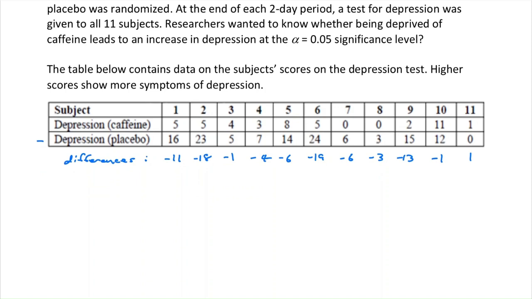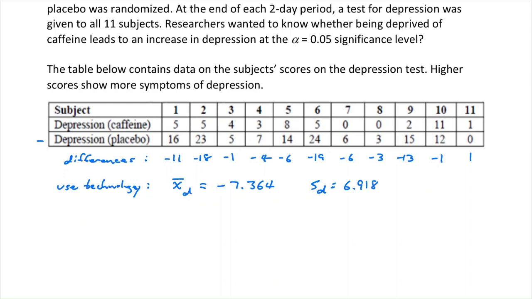So again, like before, I'm just going to encourage you to use some technology here and find your mean and standard deviation. So the mean of those differences, if we add all those together, divide by 11, would give us negative 7.364. And our standard deviation of the differences is 6.918.